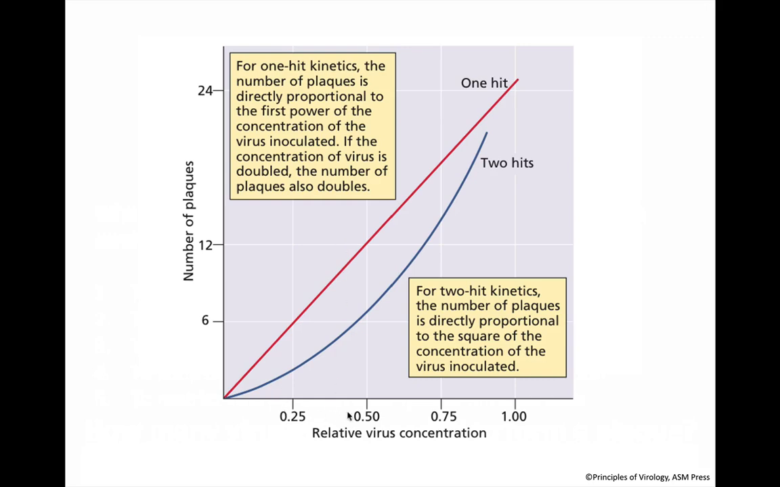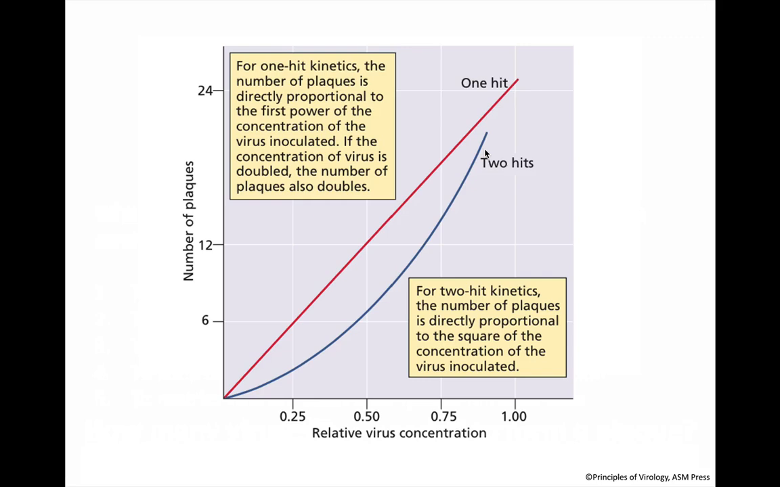So you go from 0.25 to 0.5, and you go from 6 to 12 plaques. Sometimes you need more than one virus to form a plaque, and that is called two-hit kinetics. In this case, the number of plaques is directly proportional to the square of the concentration of the virus inoculated, and you get a curved line such as this. Some viruses do have two-hit kinetics because they are comprised of two pieces of genome, and they're packaged in separate particles.